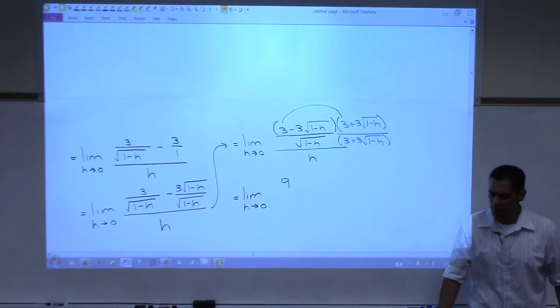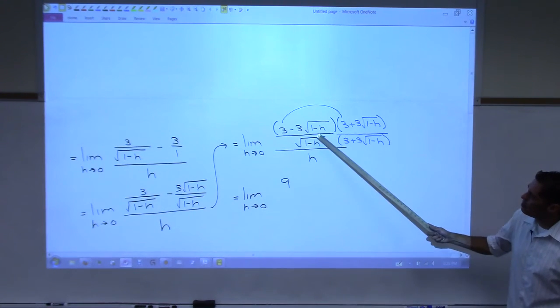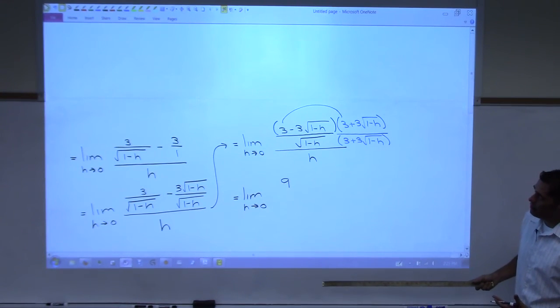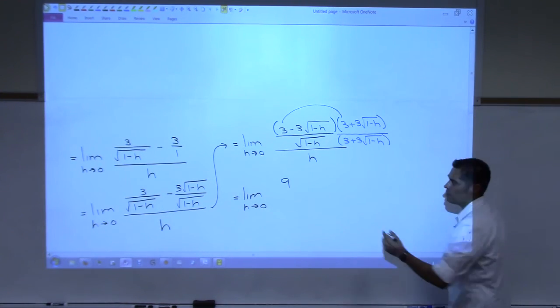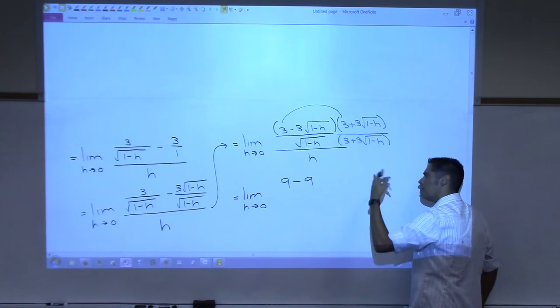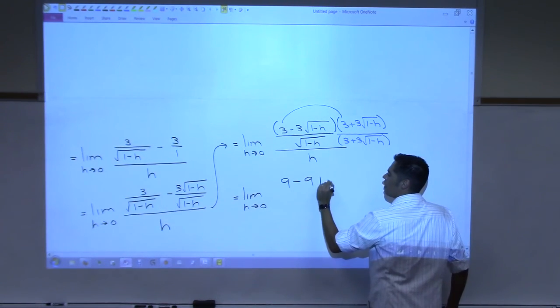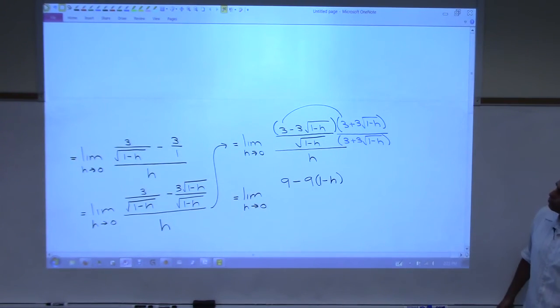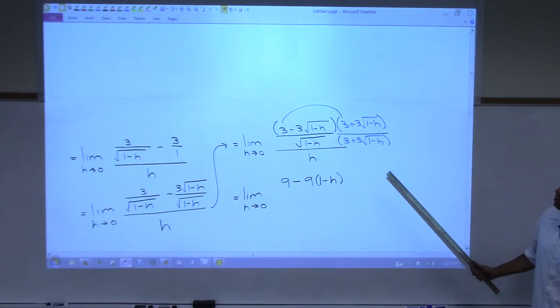I don't have to worry about the middle terms. All I really care about is this last one. This times this. I know my answer is going to be negative. I'm going to have 3 times 3, which is 9. And then the root and the root, when they go together, they go away. So I'm just left with 1 minus h. But I need that in parentheses.